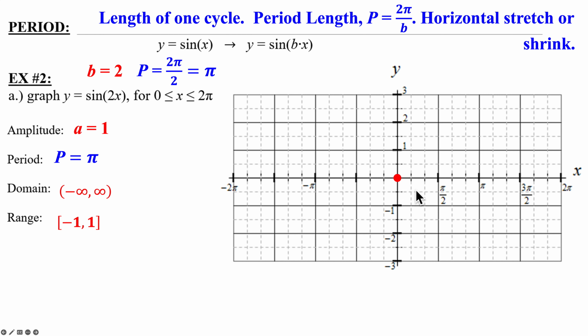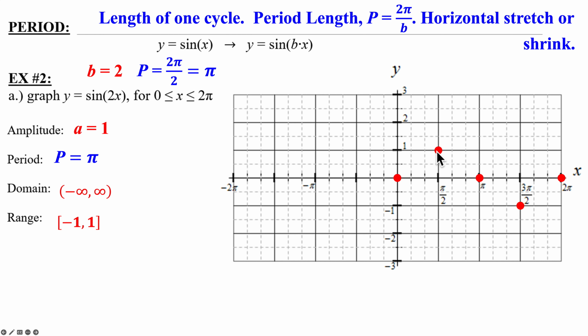Now, to think of what we're doing here, pi over 2 used to be at 1. But now I cut the distance in half. So if I'm here at pi over 2, 1, I have to go half the distance back. So I plot all my points like I normally do. And now I got to cut every distance in half back to the origin.